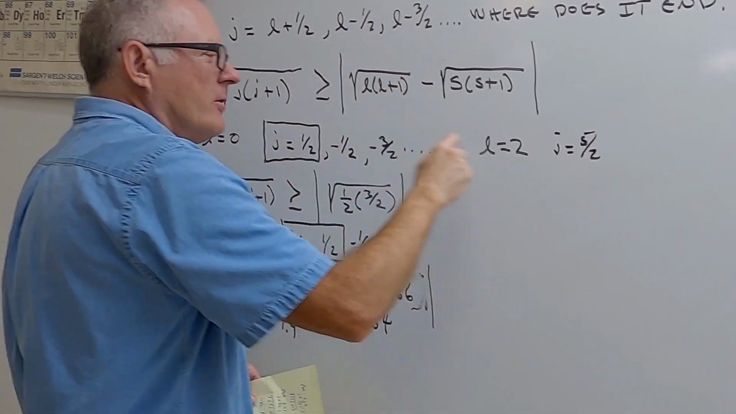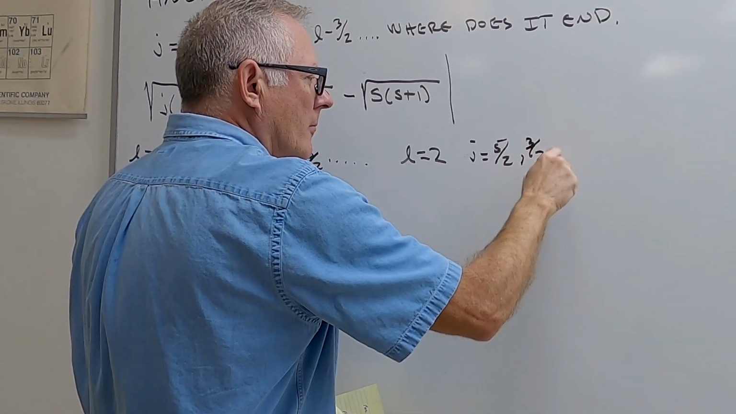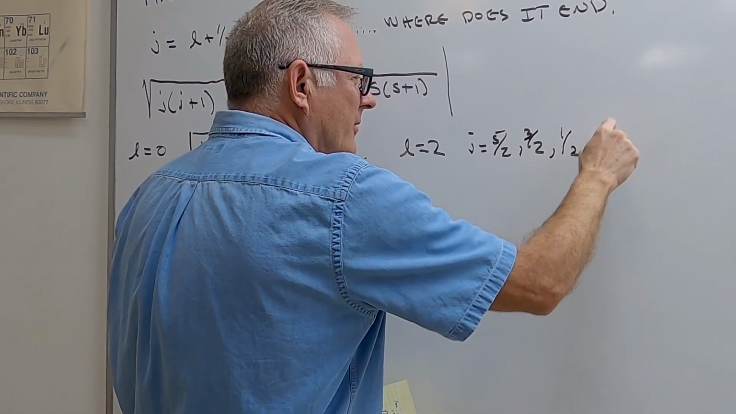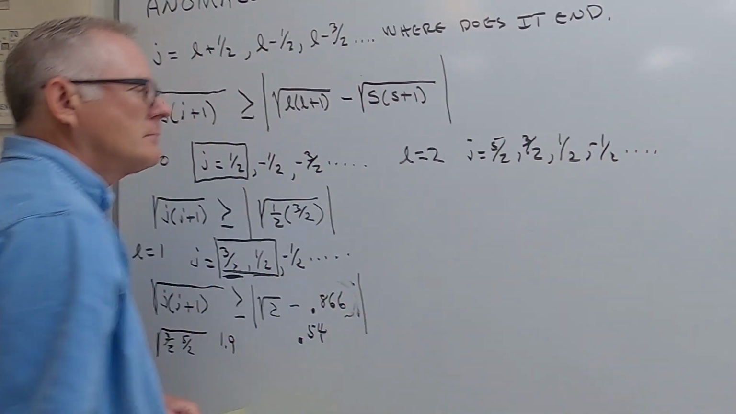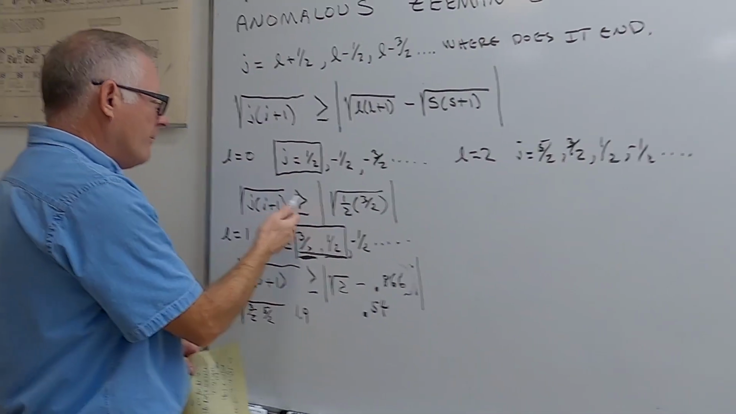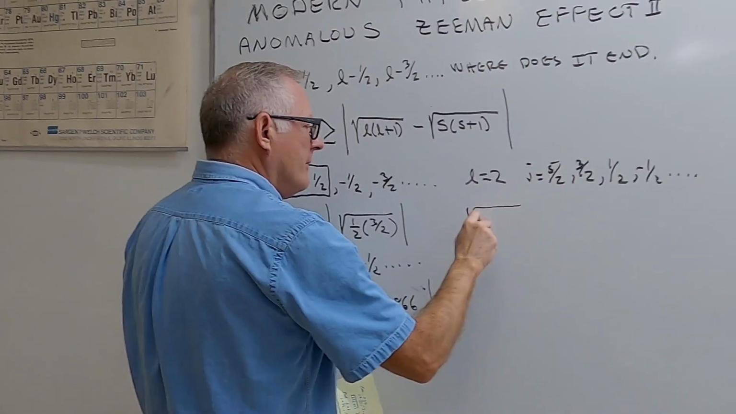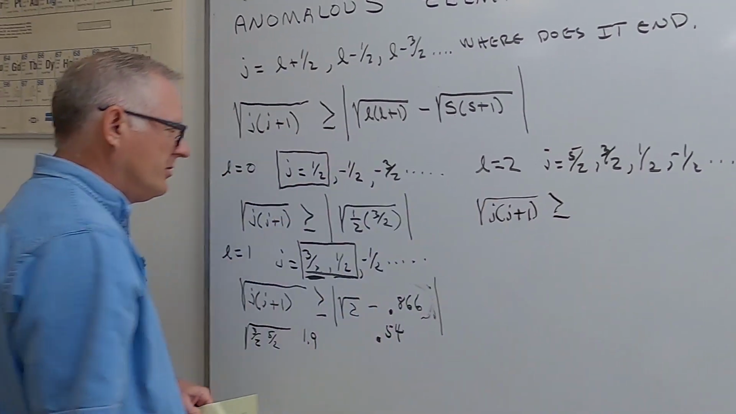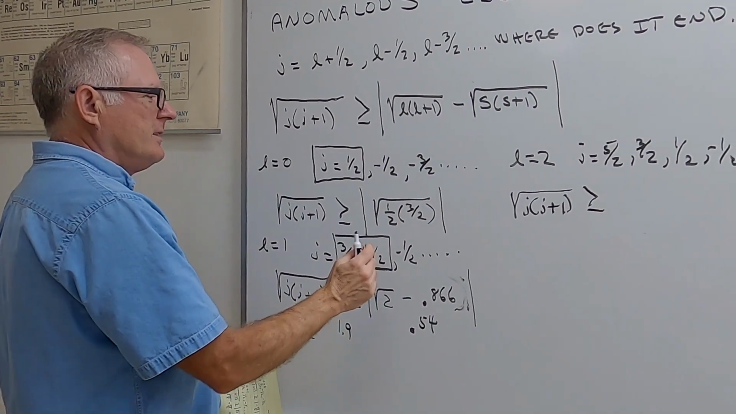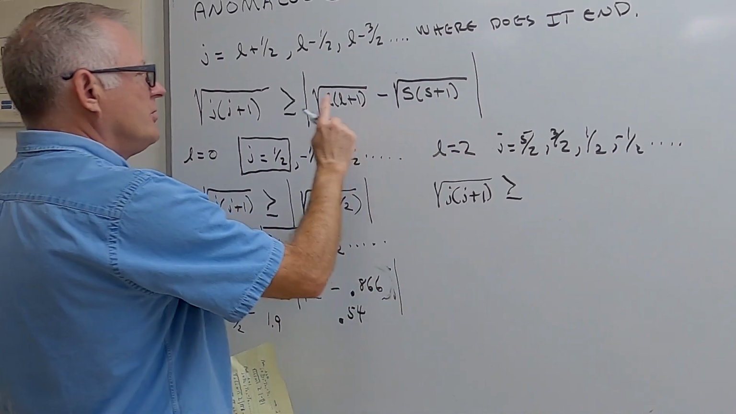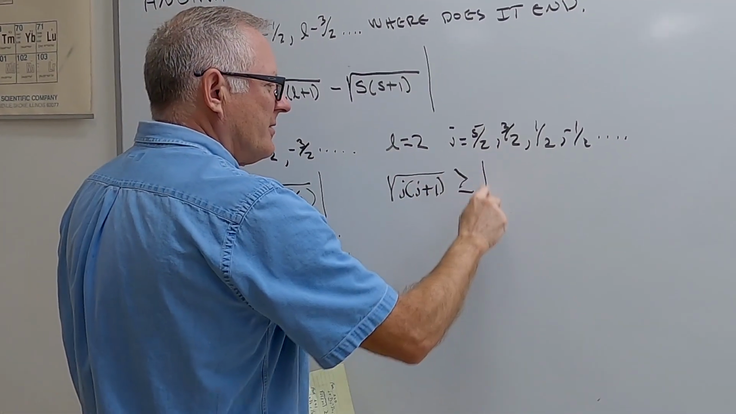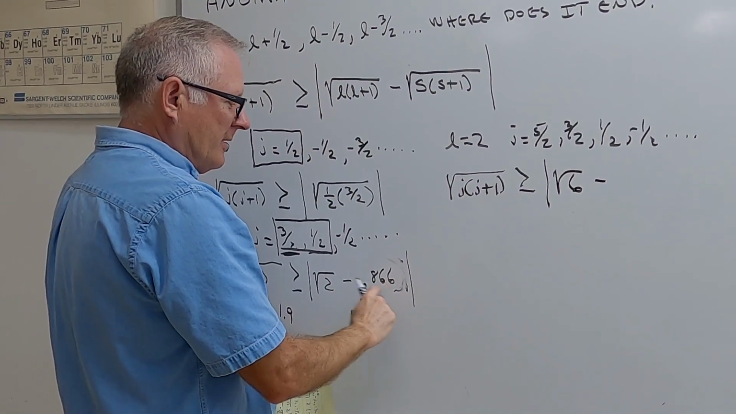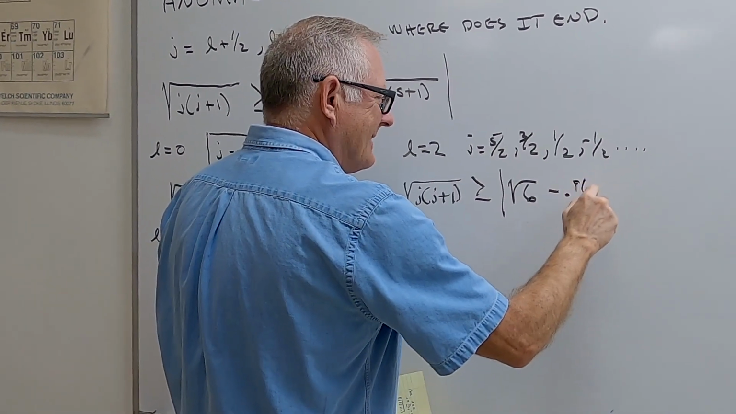2 minus 1/2, which is 3/2. And then 1/2, and then minus 1/2, and so on. Well, now if we come over to this, the square root of J times J plus 1, it's got to be greater or equal to L, we said, was 2, so we got 2 times 3, which is the square root of 6, minus, and remember that one is always going to be the same, 0.866, 0.866.